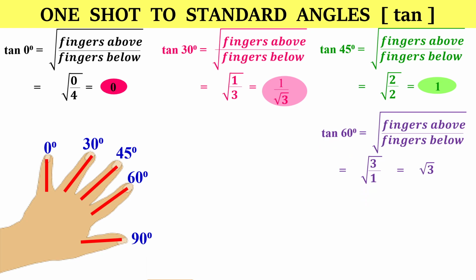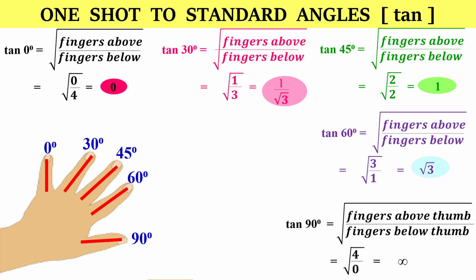Next we have 60 degree. 60 degree is your index finger. Remember we have turned our palm. So how many fingers are above? We have 3 fingers. How many fingers are below? Only 1 finger. So square root of 3 upon square root of 1. So it is root 3 by 1, which is root 3. So tan 60 becomes root 3.